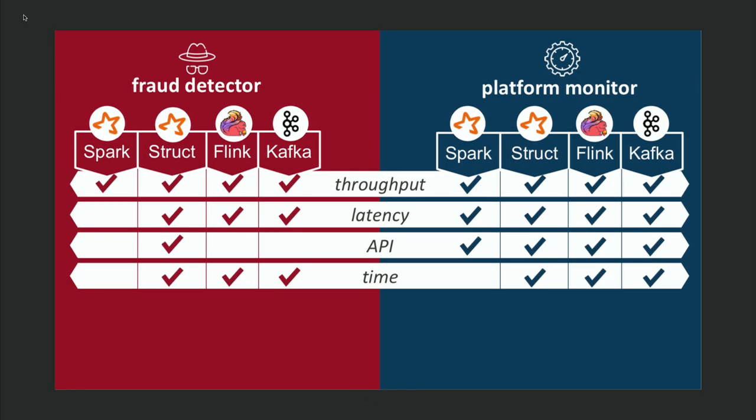So like we said, Spark Streaming is actually the only one that doesn't offer event time. This is also closely related to the fact that it's micro-batching. So if we want to use event time for both these use cases, we'd probably resort to something like structured streaming, Flink, or Kafka Streams.